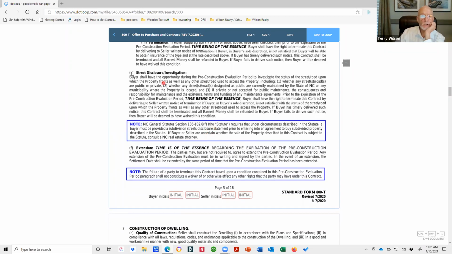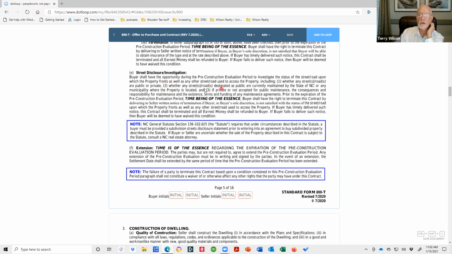Street disclosures: the buyer shall have the opportunity during pre-construction evaluation to investigate the status of the street/roads upon which the property fronts, as well as any street or road to access the property, including whether any streets or roads are public or private. Remember, that's a material fact. We always have to disclose whether streets are public or private. It's just a requirement. They don't say how you have to disclose it, but you have to disclose it. Are the streets public or private? And so too does the builder. Now, there's no specific form for them, but they do have to disclose whether the streets are public or private.